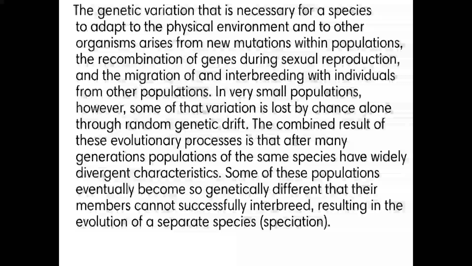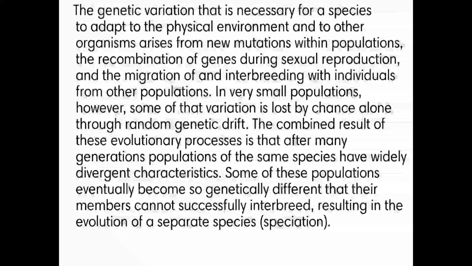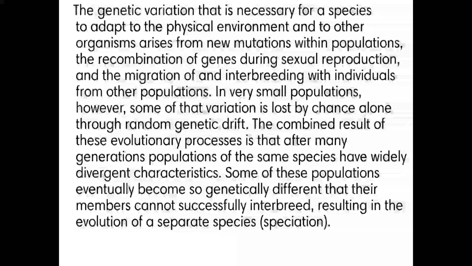The genetic variation that is necessary for a species to adapt to the physical environment and to other organisms arises from new mutations within populations, the recombination of genes during sexual reproduction, and the migration of and interbreeding with individuals from other populations. In very small populations, however, some of that variation is lost by chance alone through random genetic drift. The combined result of these evolutionary processes is that after many generations, populations of the same species have widely divergent characteristics.